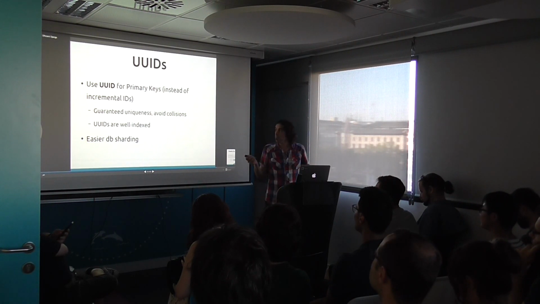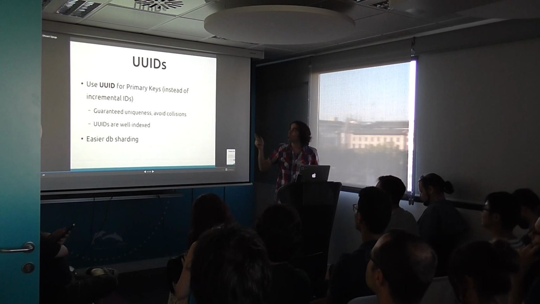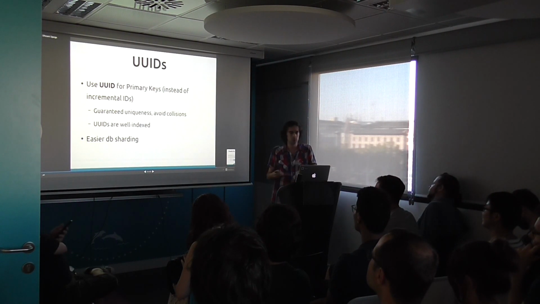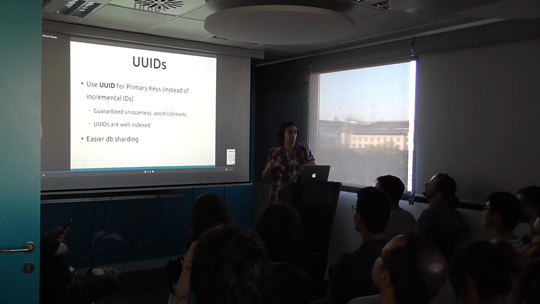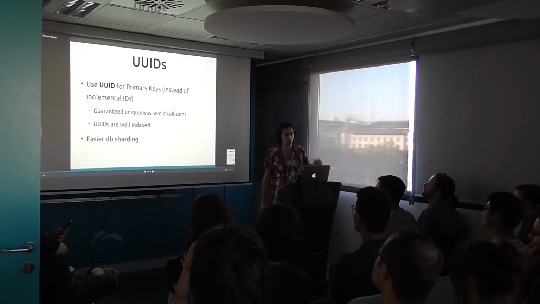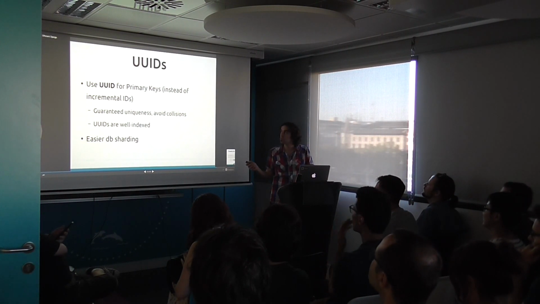With UUIDs, uniqueness is guaranteed. Okay, the possibility of a UUID colliding with another one is so small there is no chance it will happen, okay? But even if it happened, the database would say, oh, the primary key already exists, so your data will not be corrupted. So you avoid collisions.